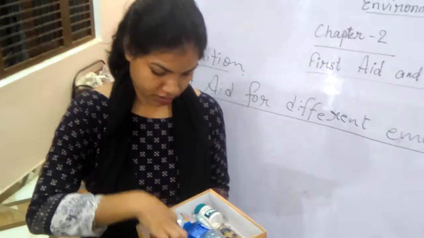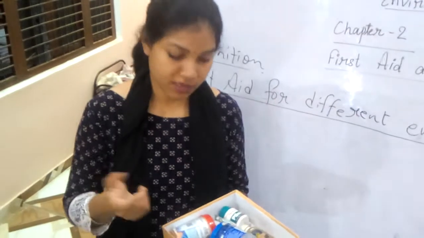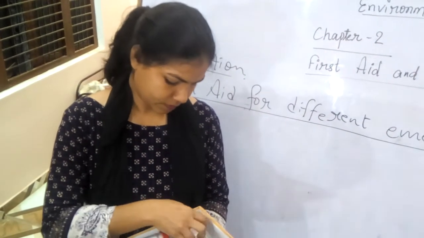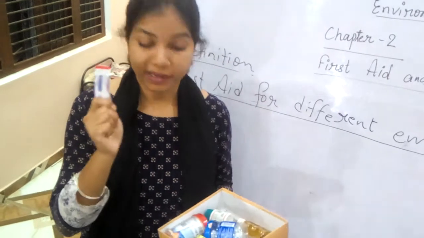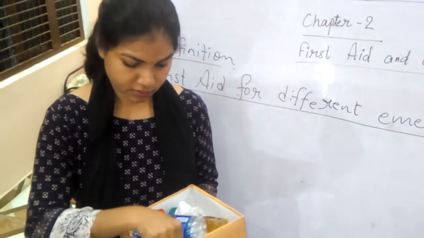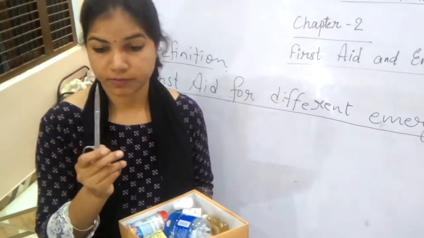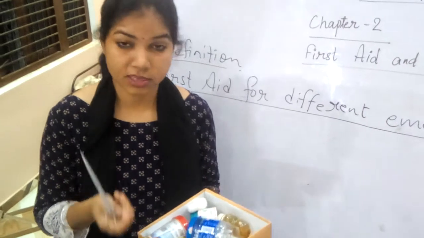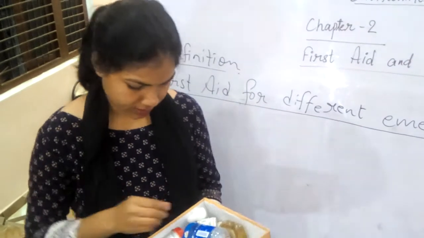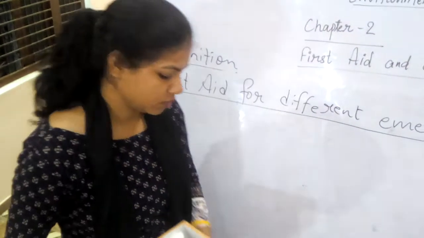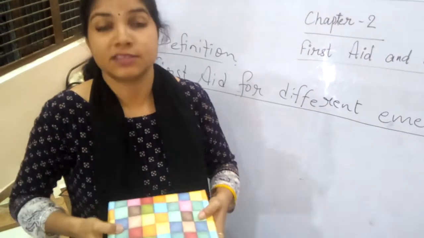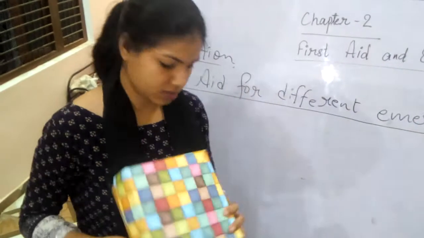Crepe bandage, this is for muscle cramps. Again, antiseptic liquid. Bandage, band-aid, cotton bud. Scissors. Why? This is just to cut the cotton or the bandage. That's it. I have some medicines also for my purposes. So you also have to make this first aid box.